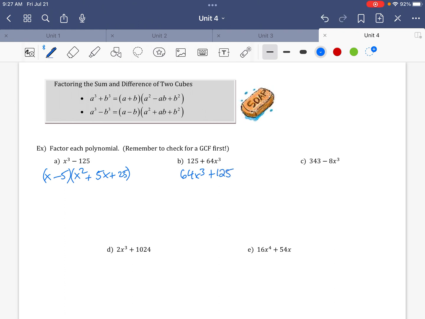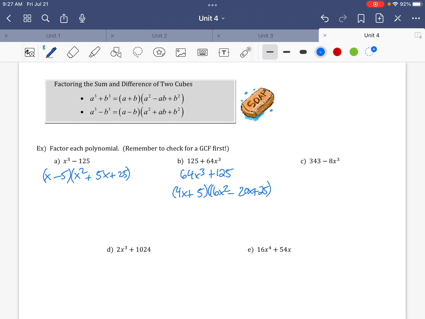All right, so I can do that with addition. I can switch it if I don't like it. You could have left it. It's not going to matter. It's still correct. So nothing comes out, no GCF. So 64 is 4 with an x. 125 is 5. Square the 4x. Multiply together. Square the 5. Same, opposite, always positive. All right, now on letter C.